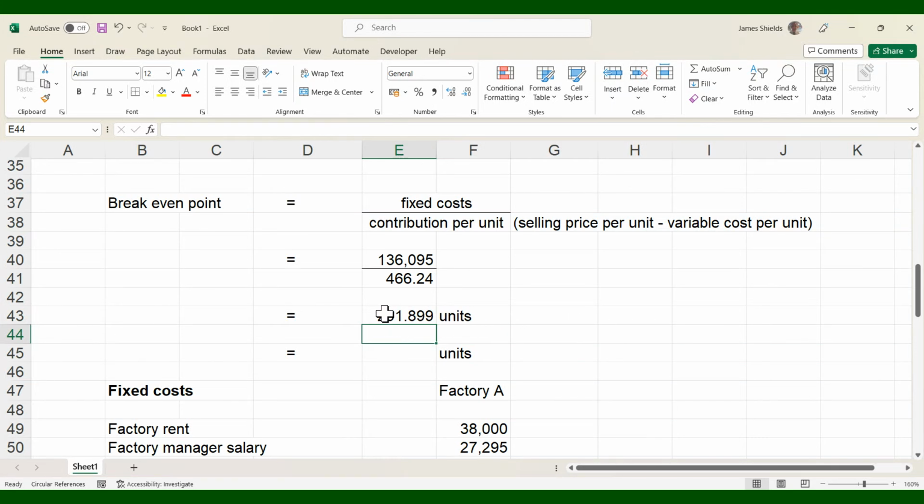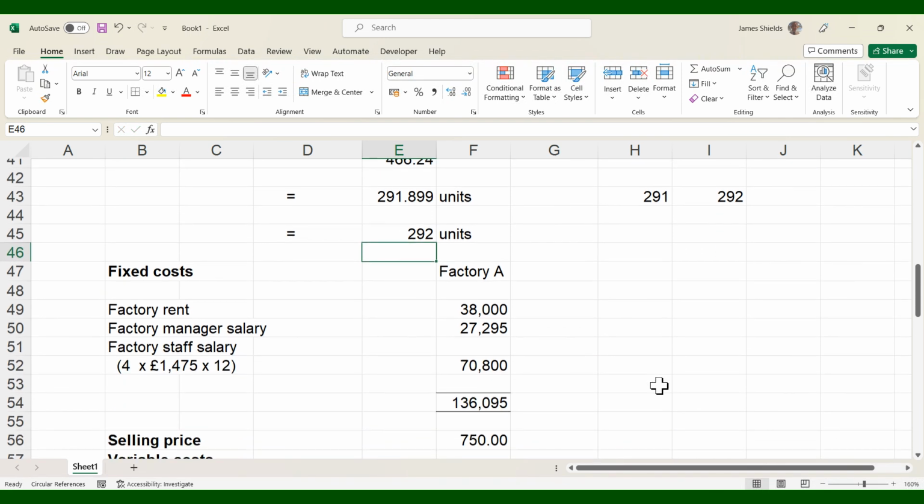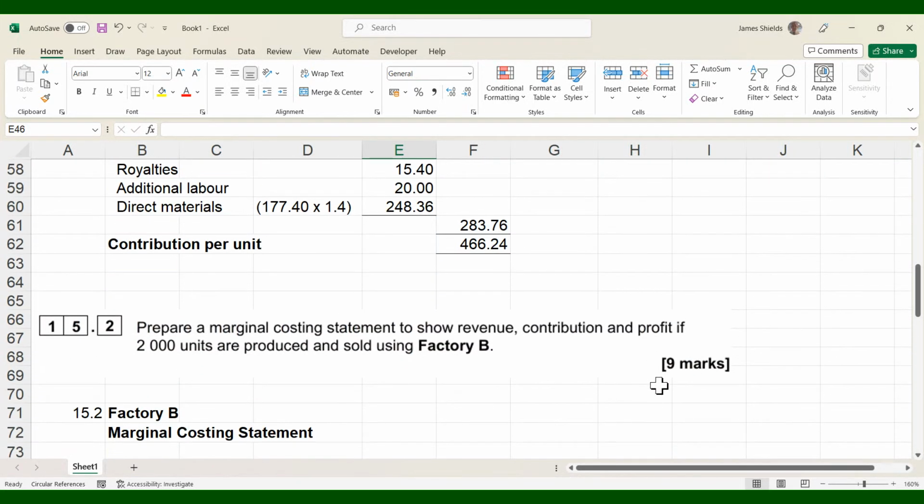Now we can't actually produce and sell 0.899 of a wash machine. So the break-even is going to be either 291 or 292. If we produce and sell 291 wash machines, we'll be 0.899 wash machines less than the break-even point. So we therefore must round up to the next whole number. So the break-even point is going to be 292 units. That's your 15.1. Now 15.2 is a little bit different.